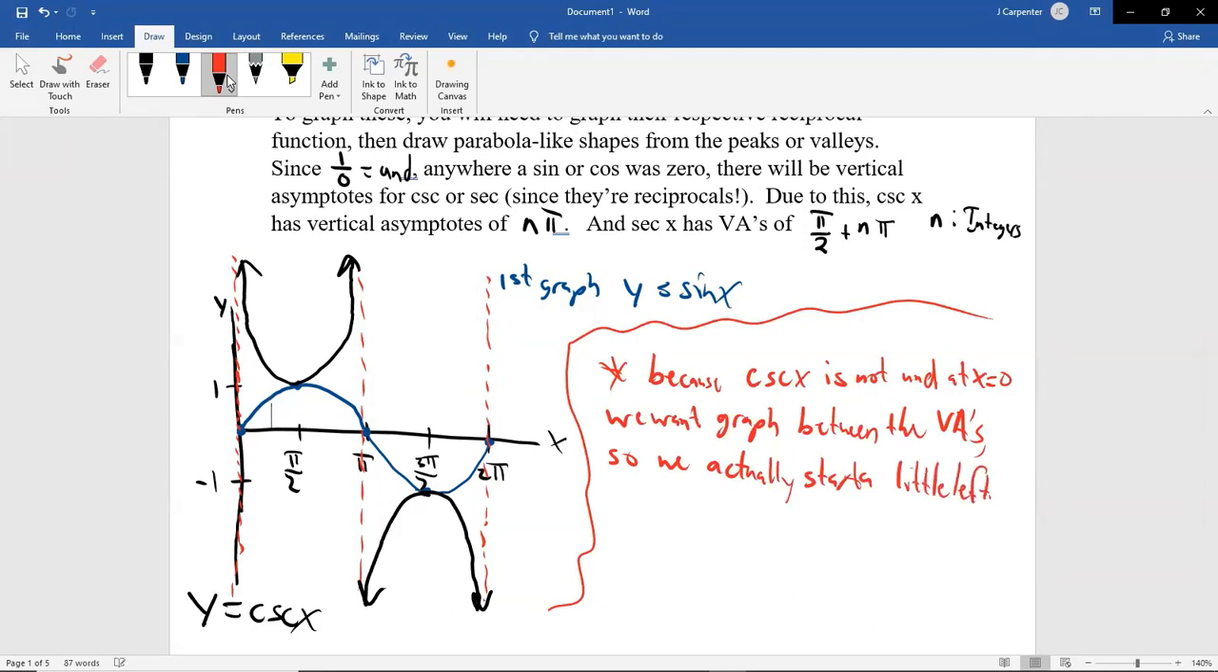How far left exactly? Negative pi over 2, because negative pi over 2 is the closest negative x coordinate that would be undefined for, I said cosecant, I was supposed to say secant.